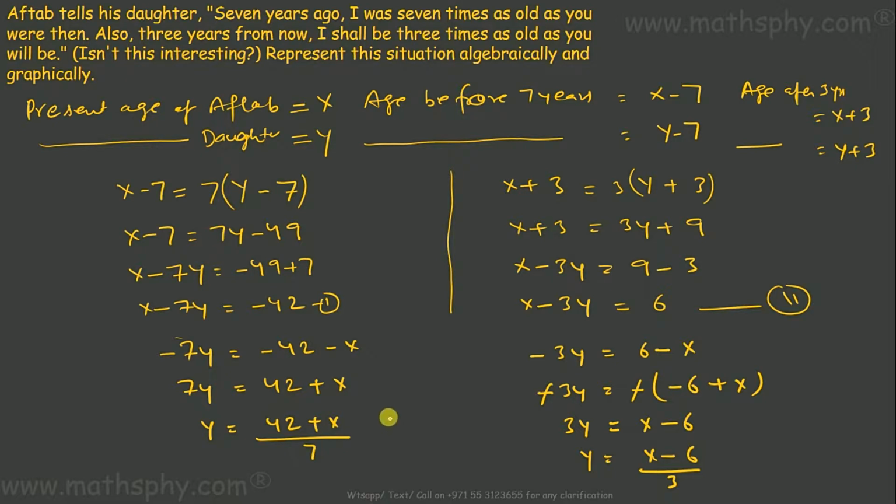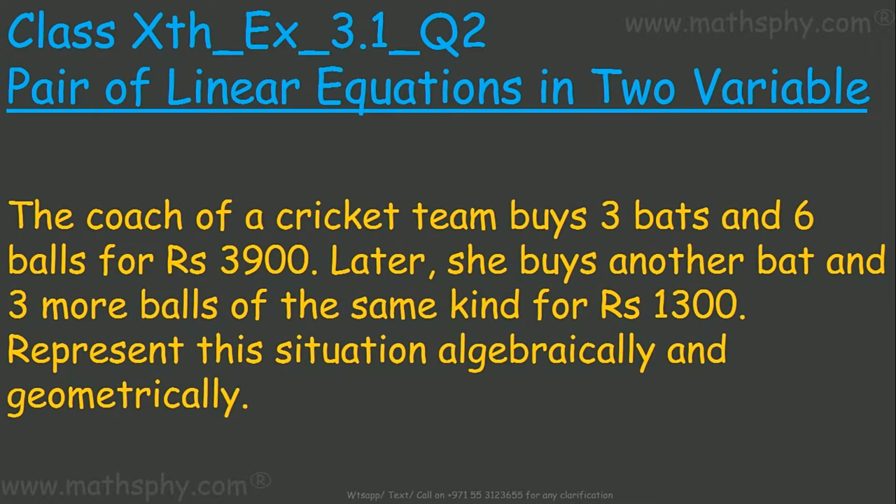Done? This question says the coach of a cricket team buys 3 bats and 6 balls for rupees 3,900. Later, she buys another bat and 3 more balls of the same kind for rupees 1,300. Represent this situation algebraically and geometrically.